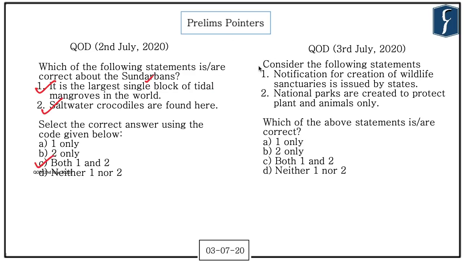And the question of the day for today, that is 3rd of July 2020, is: consider the following statements. Statement 1, notification for creation of wildlife sanctuaries is issued by states, and Statement 2, national parks are created to protect plants and animals only. Which of the above statements are correct? A, 1 only, B, 2 only, C, both 1 and 2, D, neither 1 nor 2.